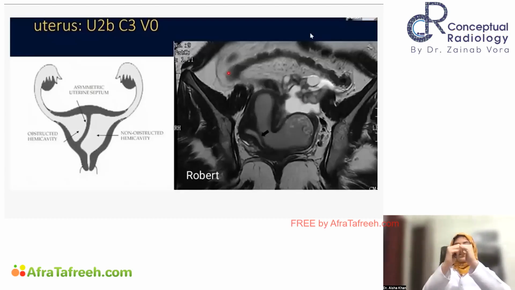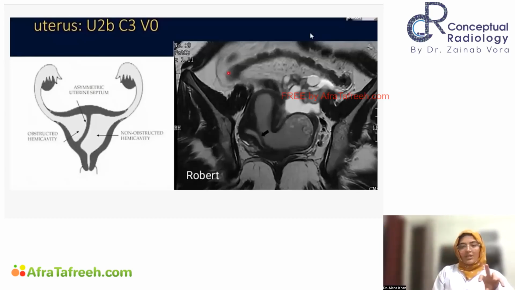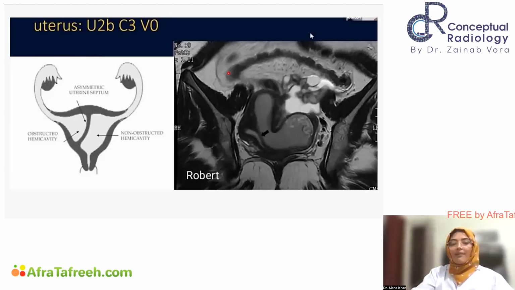Normally in septate, what happens? The septum is midline and it is dividing the cavity into 50% and 50%, perfectly symmetrical, midline. But here, in Robert's uterus, we have an asymmetrical uterine septum. So there is one cavity which will get obstructed. So in the diagram, we can see an obstructed hemicavity and a non-obstructed hemicavity because of Robert's uterus. MRI image of the same.